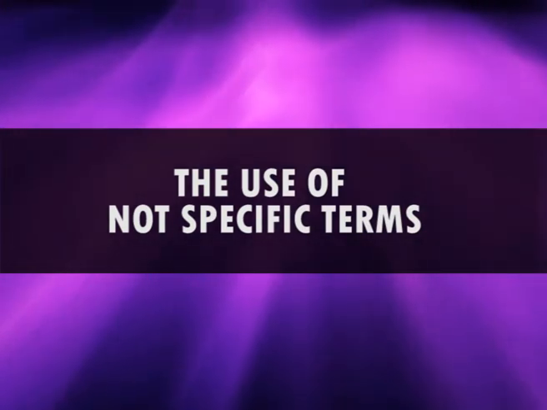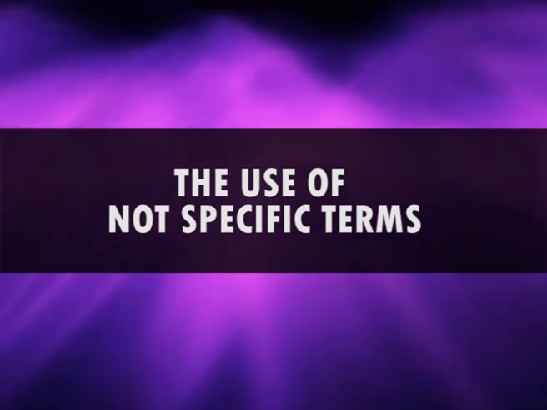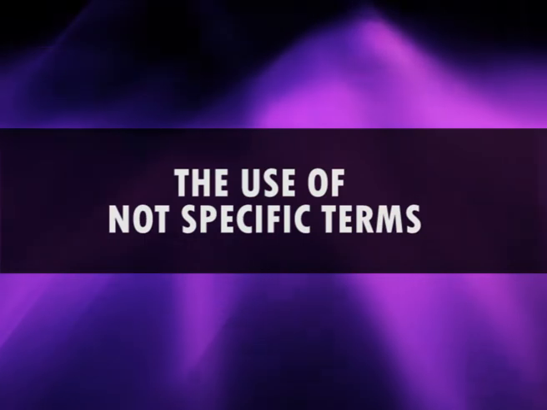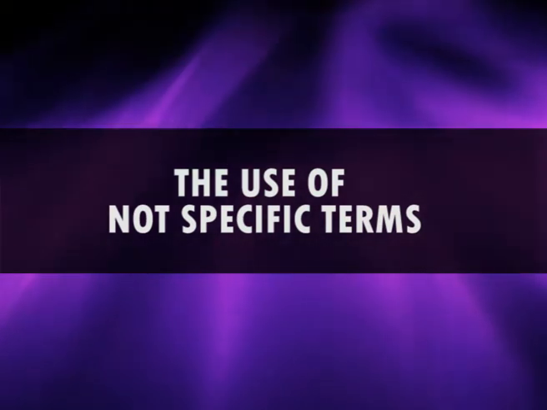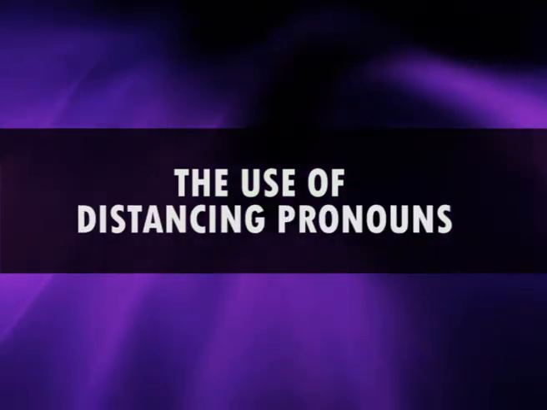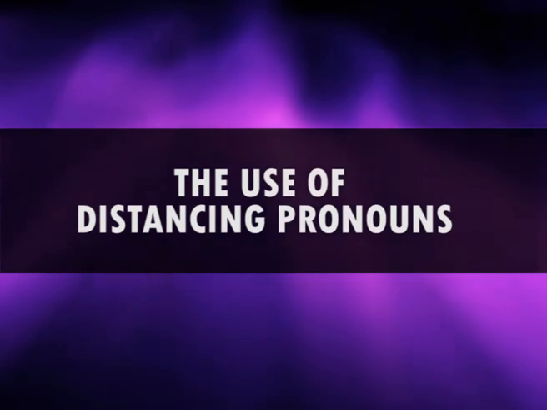However, we can say that the less specific the definition of the subject, the more the caller is distancing itself from the victim. The second indicator of distancing language is using distancing pronouns. We use pronouns to describe closeness and distance.